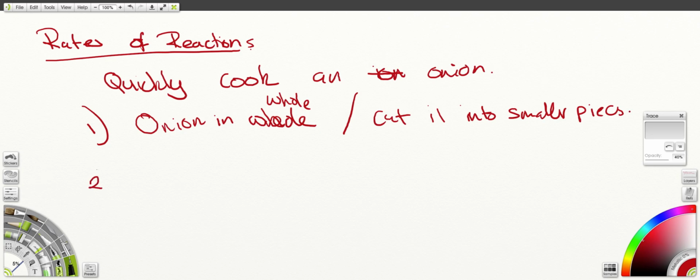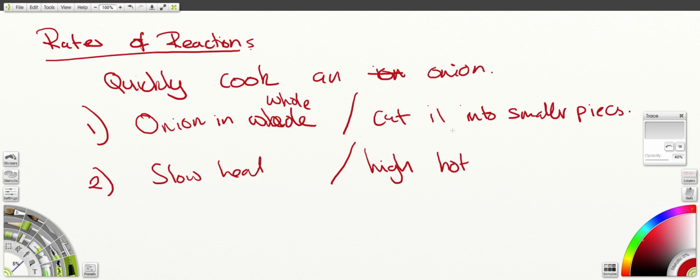And number two, the question is, are you going to cook it on slow heat or high heat? So it's going to be a hot saucepan or a cold saucepan if you want to cook it quickly. Now, of course, the answer is that you need to cut them into smaller pieces.